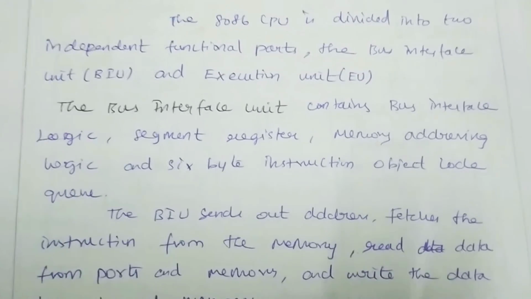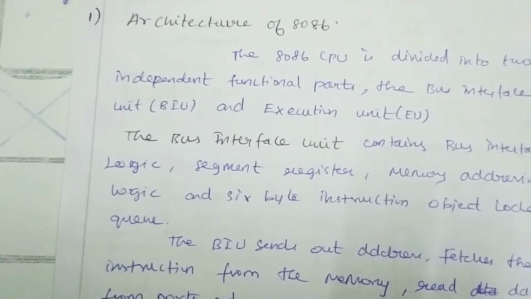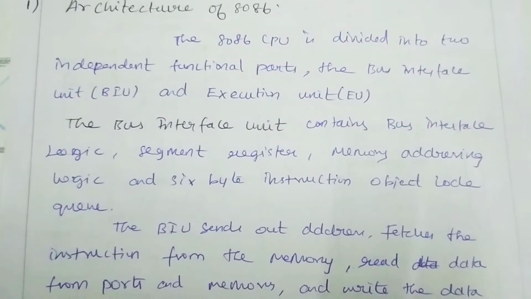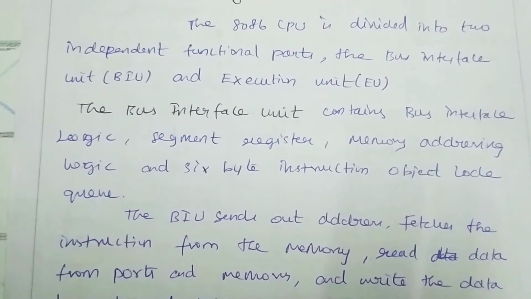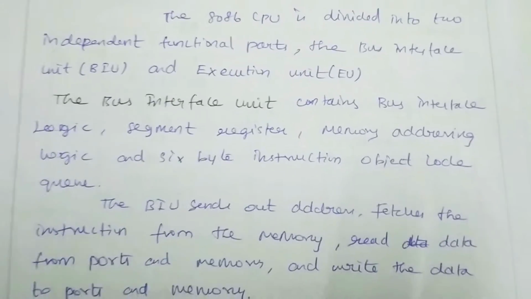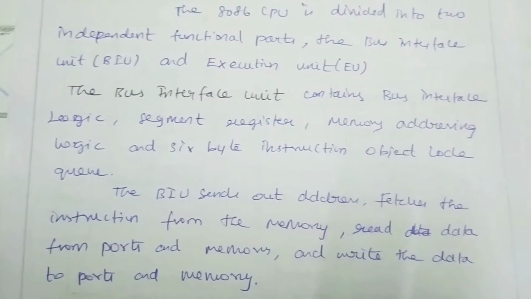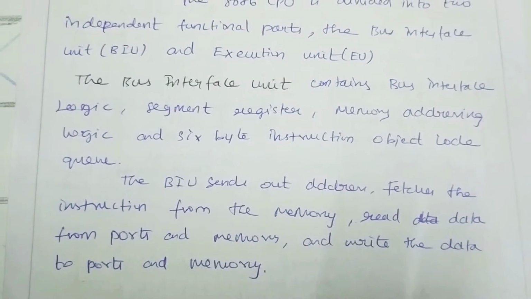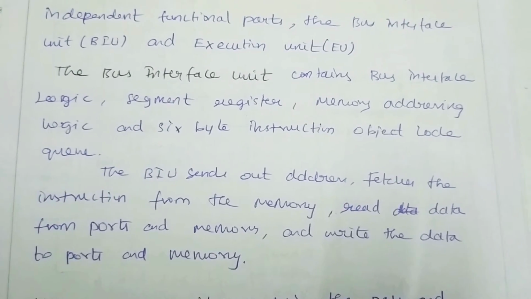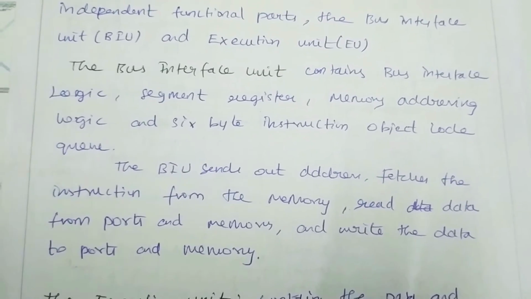First, the bus interface unit. The bus interface unit has many processes to do. It is a 20-bit address unit; the 8086 is a totally 20-bit address machine. The bus interface unit sends the address to the memory, fetches instructions from the memory, reads data from the memory, and writes data into the memory. It supports instruction queuing and provides address and relocation facilities.